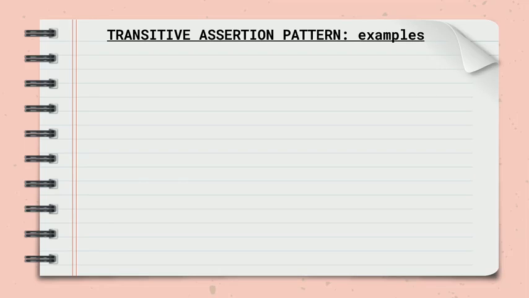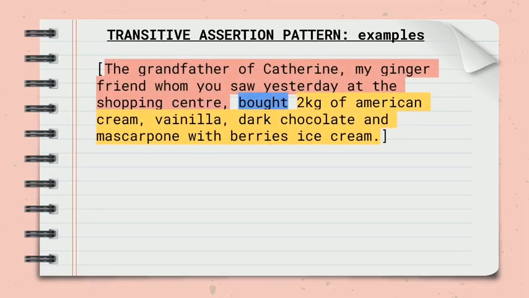Now let's analyze these long sentences. We have made a distinction with different colors among the elements in it. Firstly, for the transitive assertion pattern: The grandfather of Catherine, my ginger friend whom you saw yesterday at the shopping center, bought 2 kilograms of American cream, vanilla, dark chocolate and mascarpone with berries ice cream.